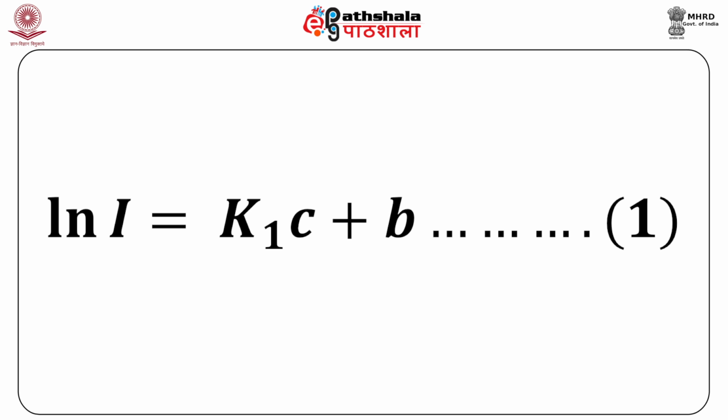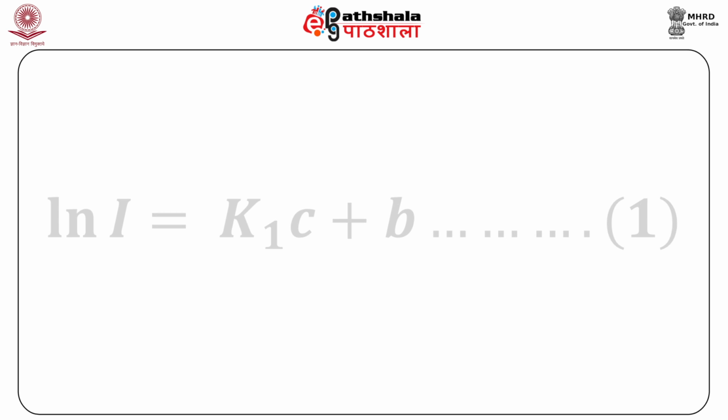On integration, the equation changes to minus ln I should be equal to K1 C plus B. The equation is named equation 1. B is the integration constant.